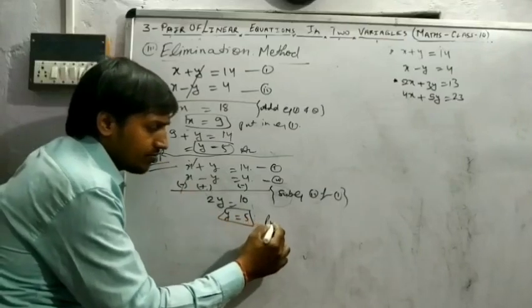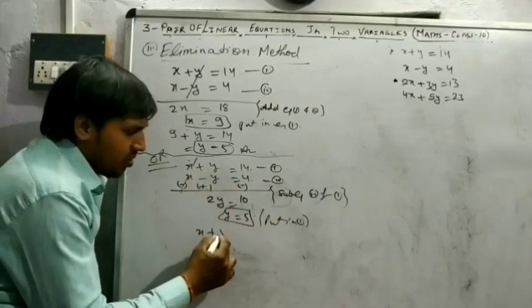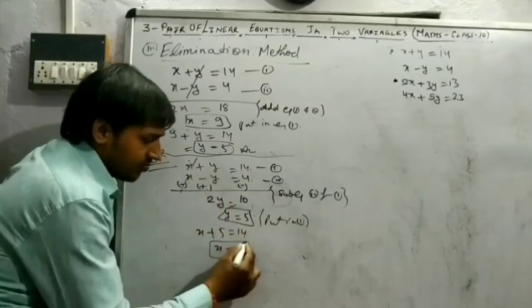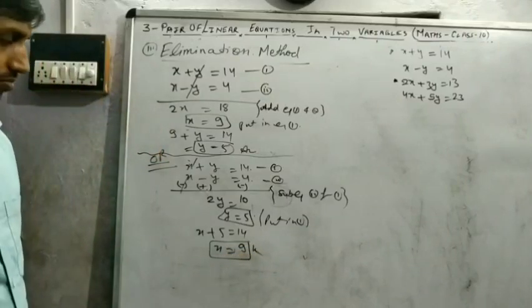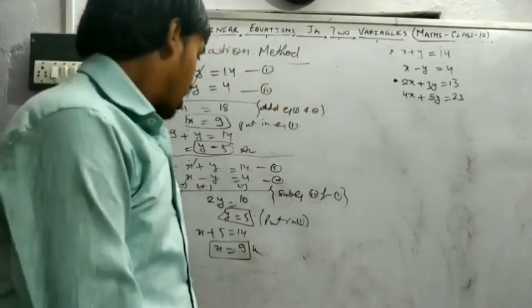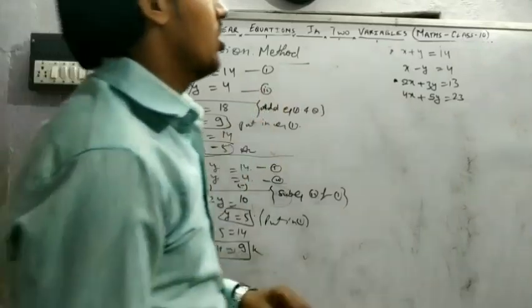Put in first, same process. X plus 5 equal to 14. X equal to 14 minus 5, 9. Okay? Take one more example. Here the coefficients were already equal, but now the coefficients are not equal, so how do we solve them?